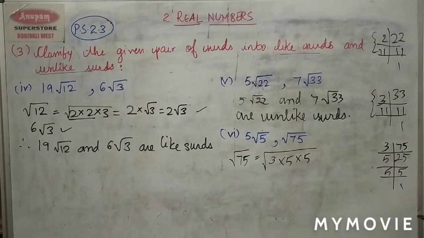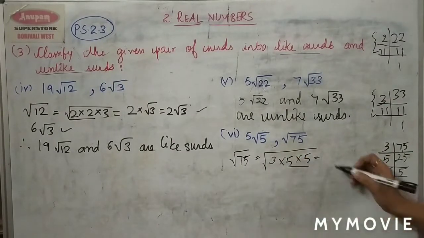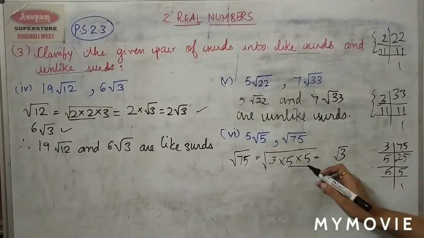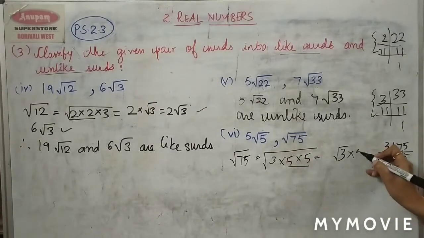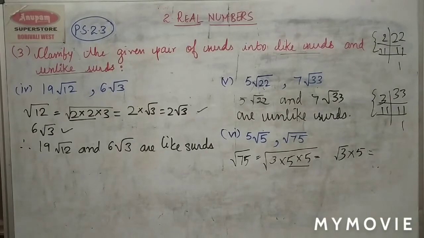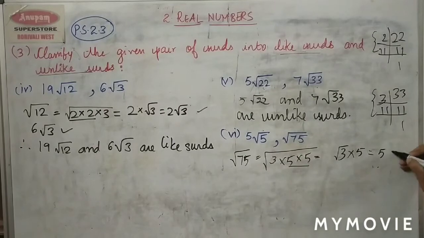Now, if I want to write down this in the form, I'll make this pair. 3 doesn't have a pair with it, therefore it will remain root 3. Whereas 5 has got a pair with it. So this will become root 3 into 5, which can also be written as 5 root 3. So this is your final answer.